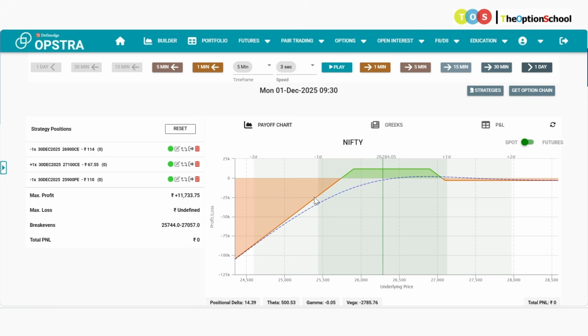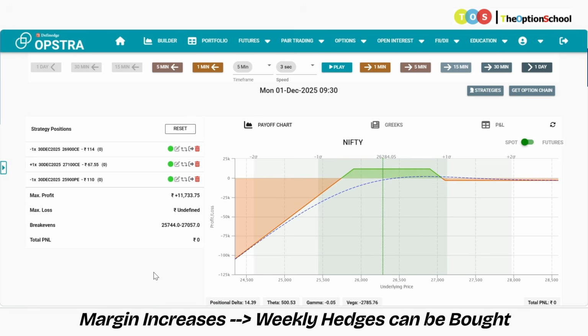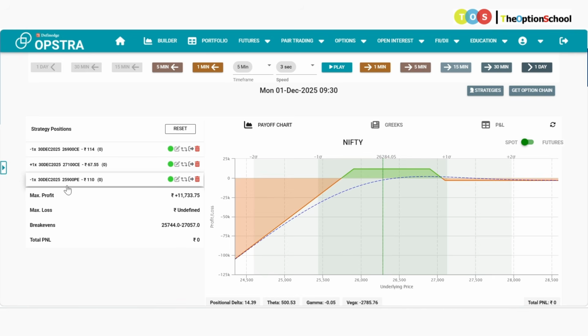If I remove it, see what happens. On upside, I am almost protected, right? I am almost protected. But yes, you can say the margin will increase. Yes, margin will definitely increase. But for buying a protection for this 25,900 put which you have sold, you can always buy some weekly protection which can cost you 1 or 2 or 3 rupees. So the margin thing will again settle down, right? This is adjustment number 2. Slightly advanced, yes, but still very effective.